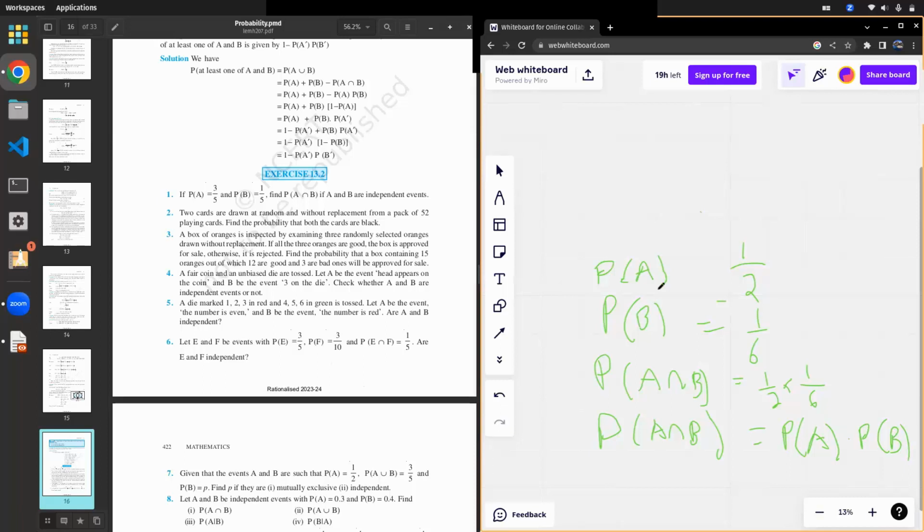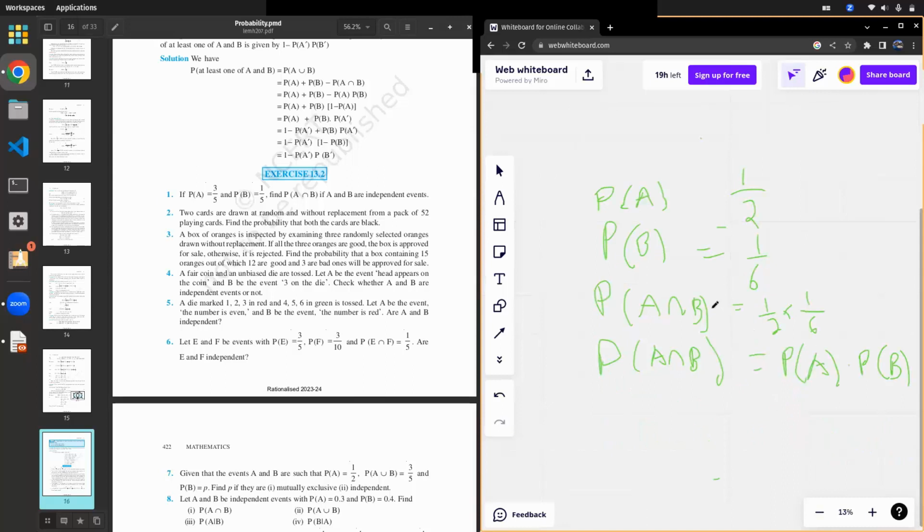So similarly, we have to find probability A first and probability B next and probability A intersection. So if we get this term as a valid term, then we can say that the events A and B are independent, else the events are not independent.